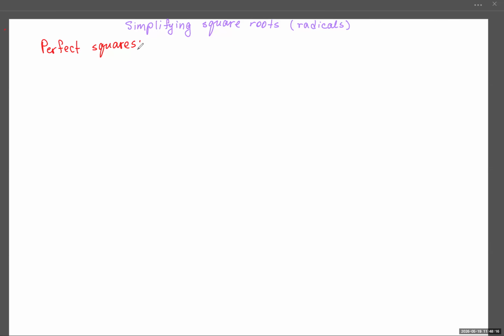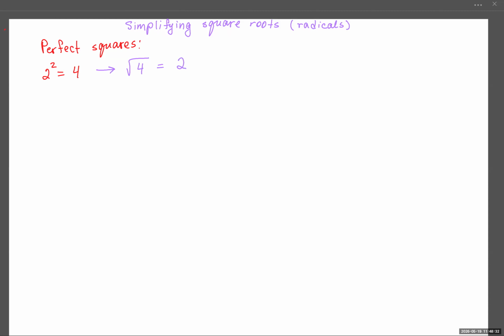consist of a list of whole numbers that, when squared, give you another number. So, for example, 2 squared is 4. So what does that mean? Well, that means that the square root of 4 is 2.